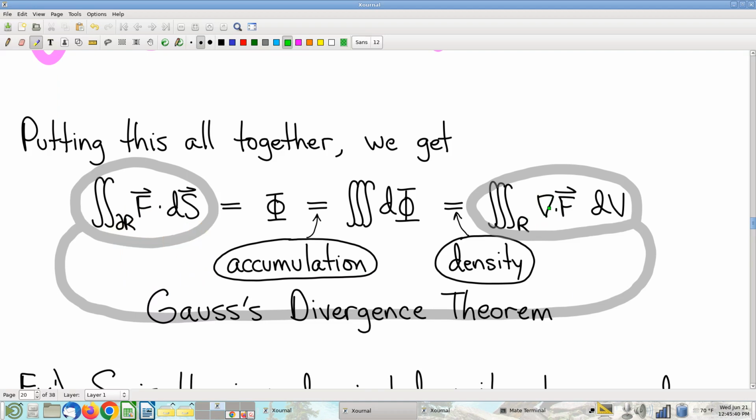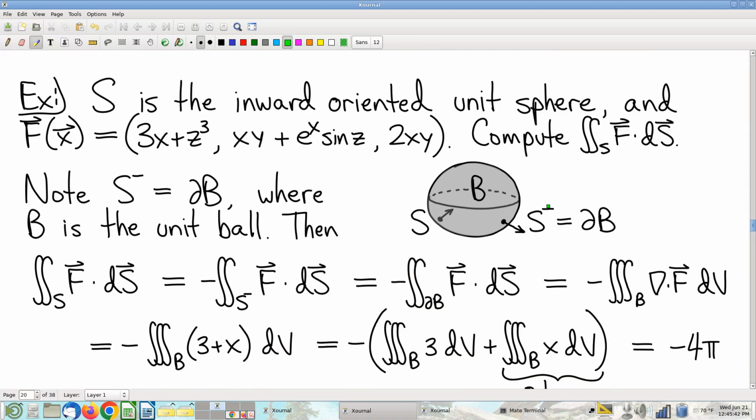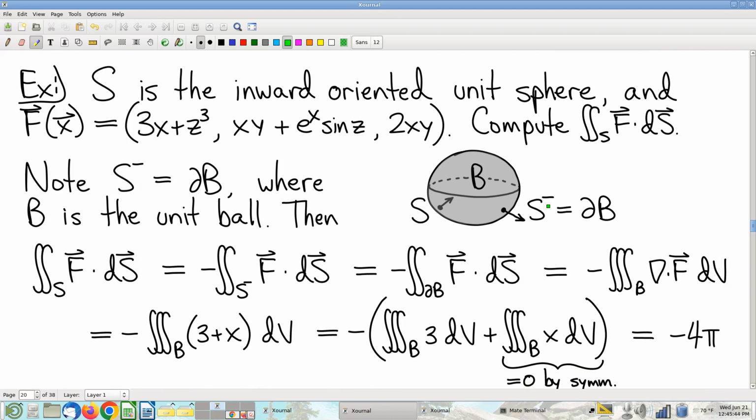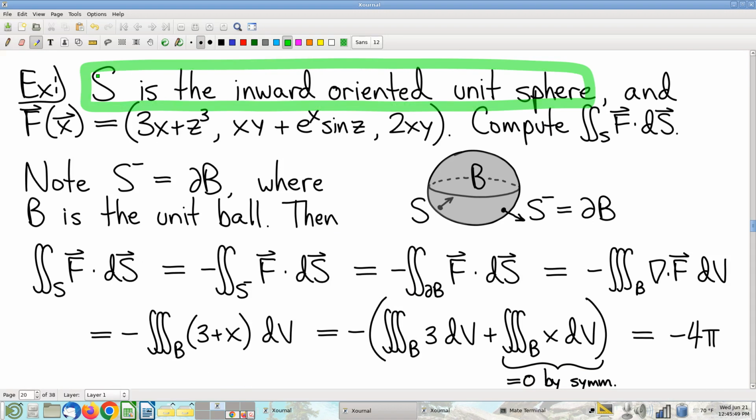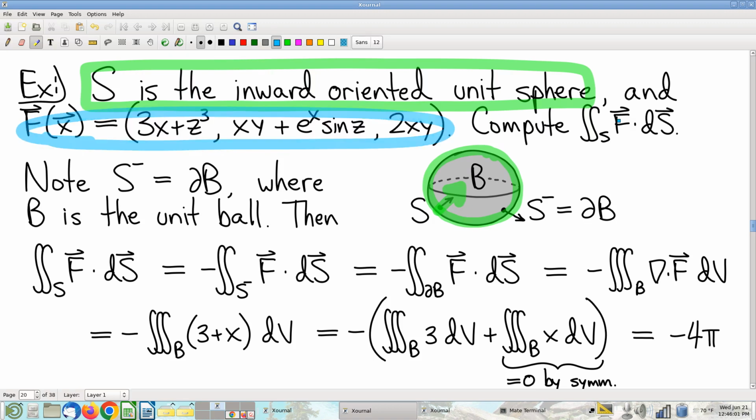Okay, here we go. All right, so here we have S. It's an inward-oriented unit sphere. Perfectly reasonable surface. And I've got a vector field, whatever, some big, nasty, ugly vector field, and I want to compute the flux of that vector field through this given surface. Everybody on board? See what the question's asking.